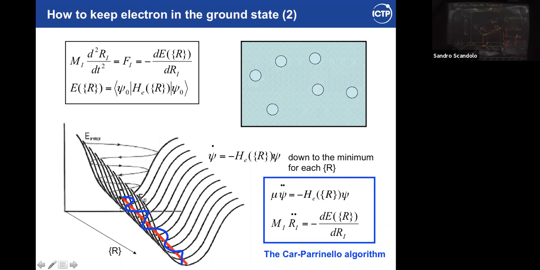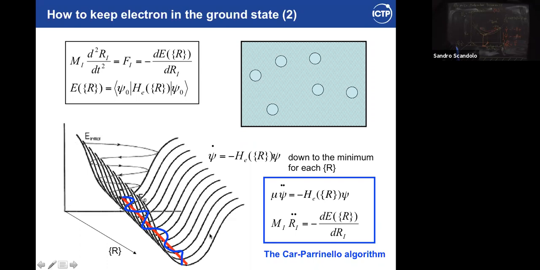I'm evolving electrons with this fictitious second order dynamics. You see now the blue line, this is the Car-Parrinello evolution, close but never actually in the instantaneous ground state of the particles. The red line instead is the so-called Born-Oppenheimer molecular dynamics, the molecular dynamics where every time you move the particles, you find the ground state of your system.